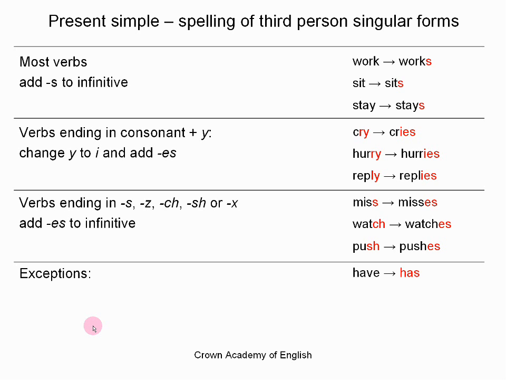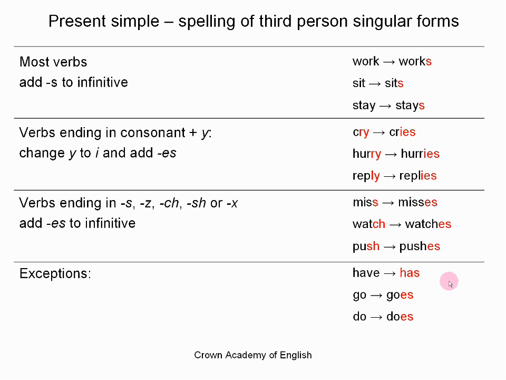So for example, we have the verb to have, and this one in the third person becomes has. So we would have I have, you have, and then he has, or she has, or it has. Okay, so you don't say it have, or he have. No, you say he has.